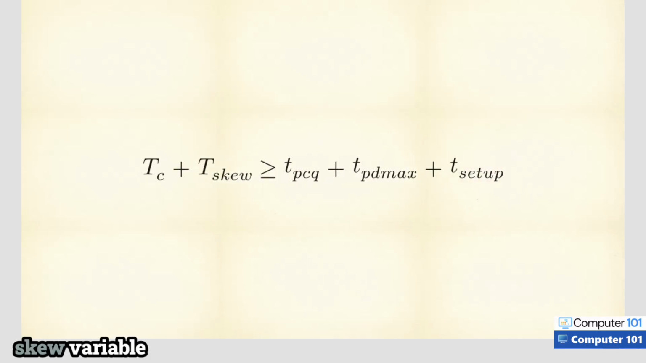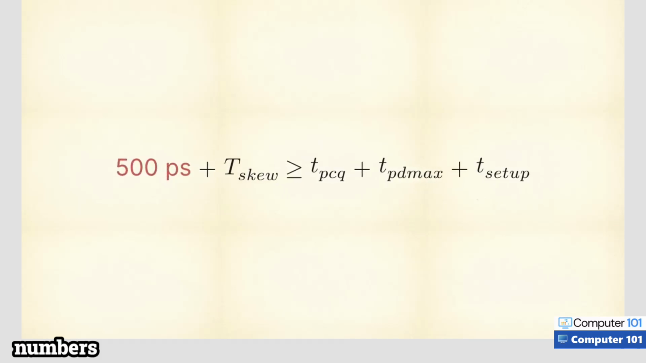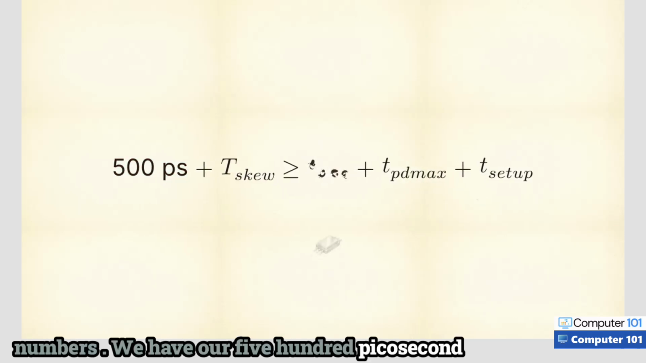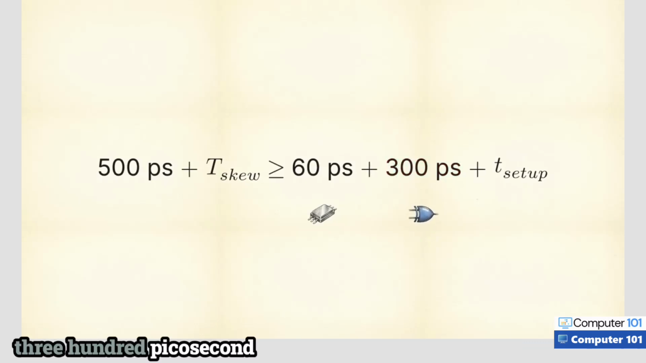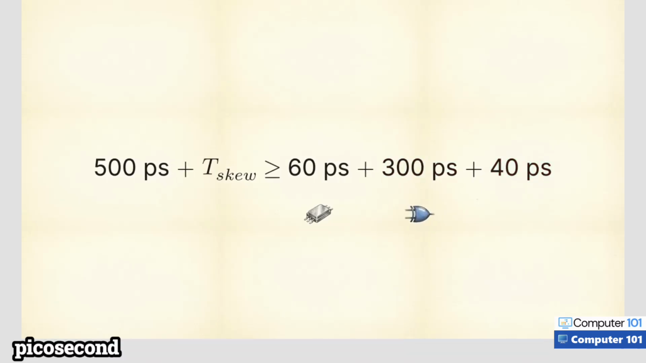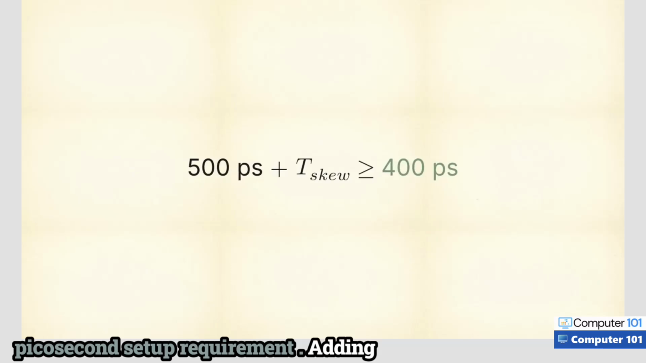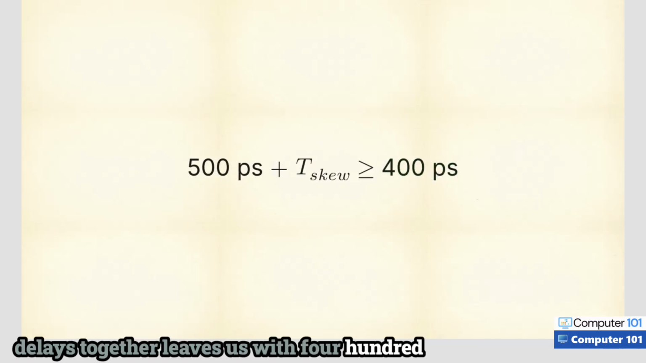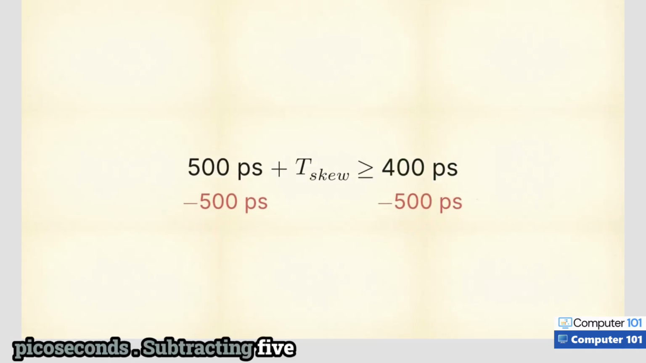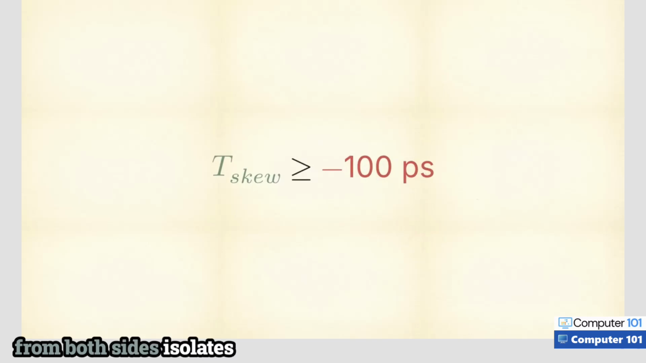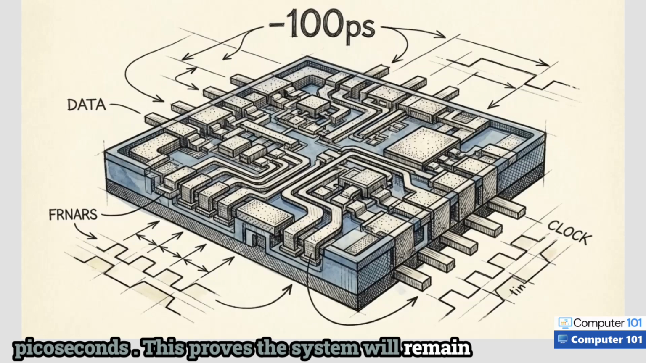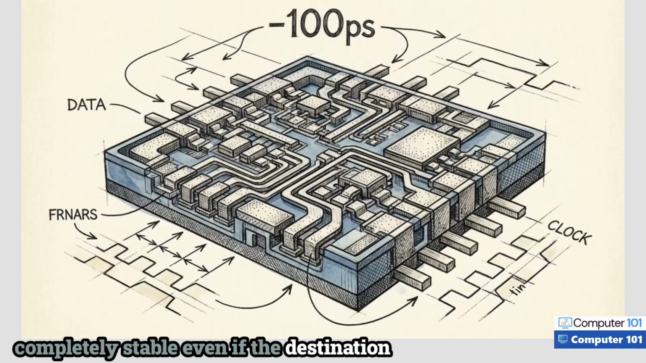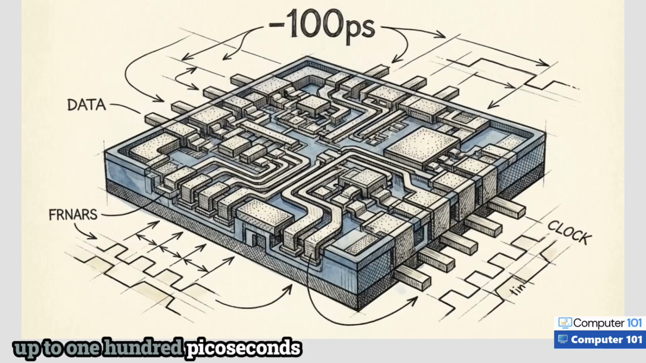Let's bring the skew variable over to the left side and plug in our numbers. We have our 500 picosecond clock period, 60 picoseconds for the launch flip-flop, our 300 picosecond maximum path, and the 40 picosecond setup requirement. Adding the circuit delays together leaves us with 400 picoseconds. Subtracting 500 picoseconds from both sides isolates our variable, leaving a final negative boundary of exactly negative 100 picoseconds. This proves the system will remain completely stable even if the destination clock arrives up to 100 picoseconds early.